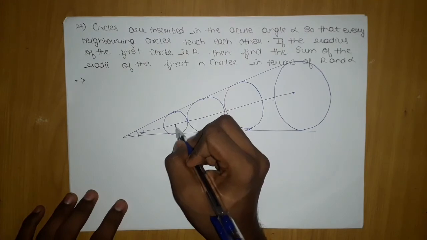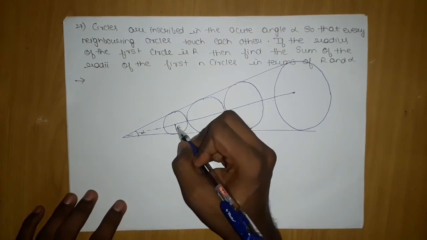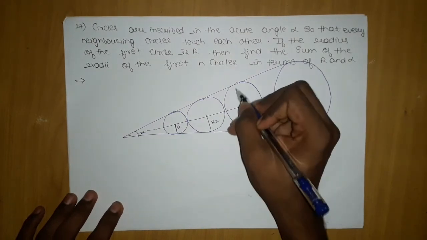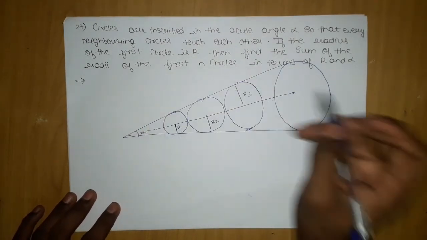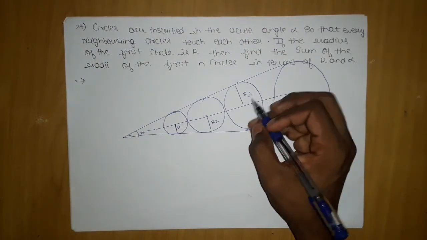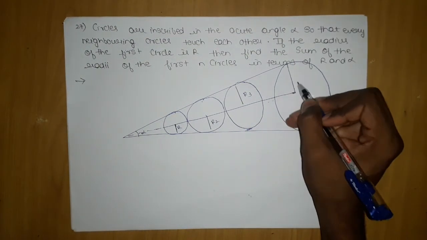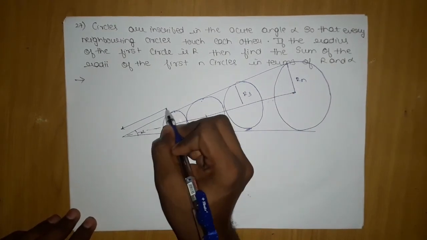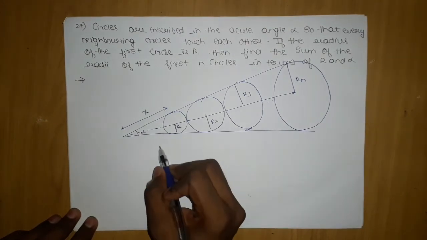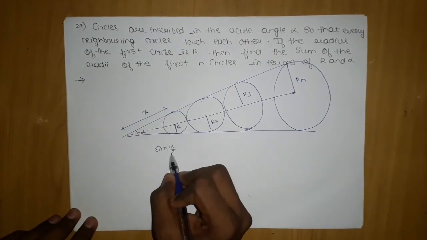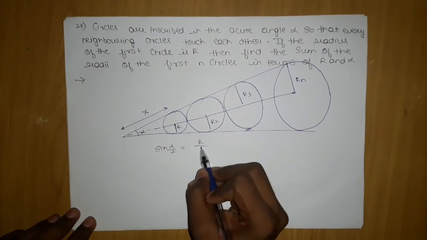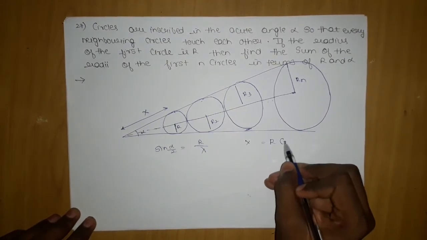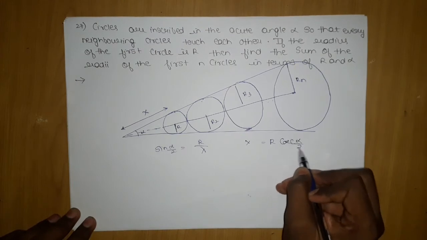If I say its radius is r, and its radius is r2, its radius is r3, they have given that the radius of the first circle is r, and we want to find the radius of the rest of the circles in terms of r, and this is rn. So we will say that this distance is some x. Now sine alpha by 2 will be nothing but r upon x. So can we get the x? Yes, it will be r cosec alpha by 2.